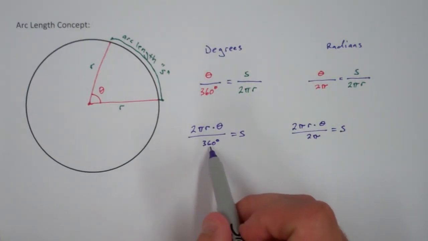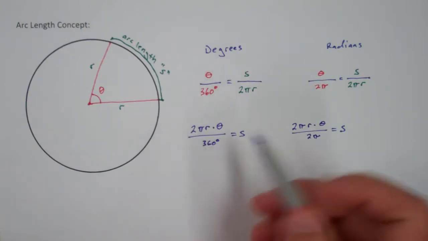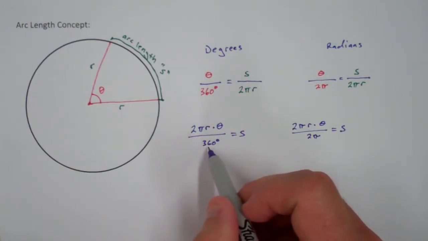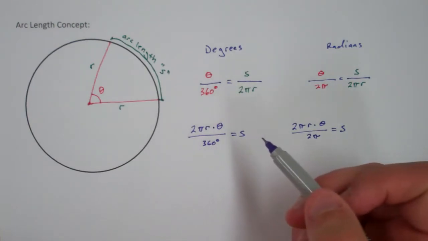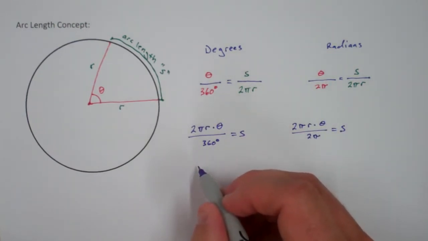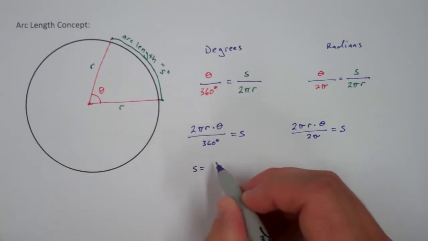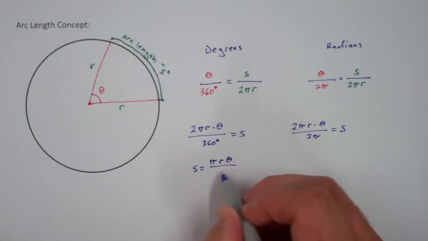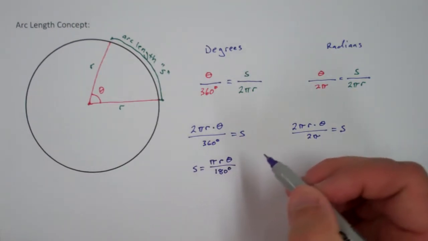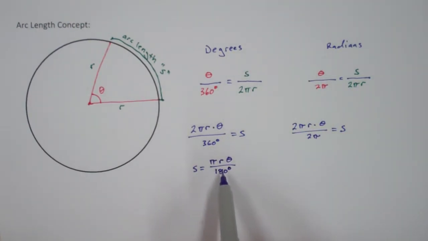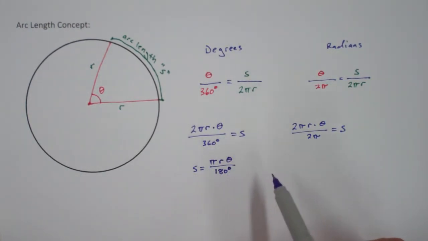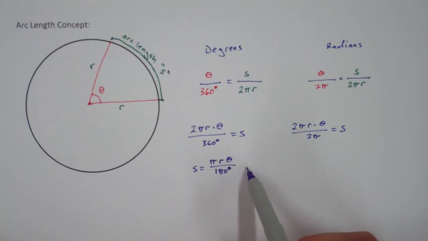The 2 and the 360, we usually simplify this part. So you're going to see this as just pi r theta over 180 degrees. So sometimes your arc length will be written like this. Pi r theta over 180 degrees. This will look different based on whichever textbook or website you're looking at, but essentially the formula is going to remain the same. Sometimes this theta is out over here, sometimes it's theta over 180 times pi r, but essentially you're doing the same thing.